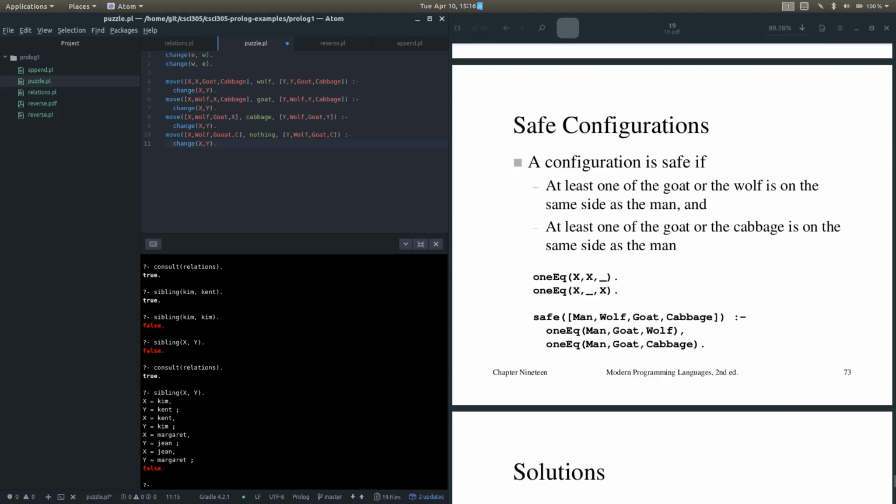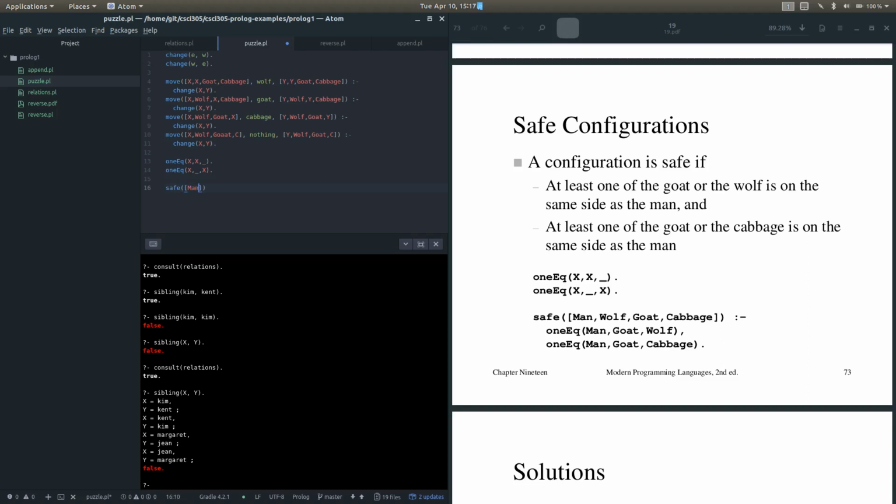And so we have safe configurations, right? So a configuration is safe if at least one of the goat or the wolf is on the same side as the man, and at least one of the goat or the cabbage is on the same side as the man. So we need to define this. So we can do this. So we have 1 EQ x underscore, and then 1 EQ x underscore x. And so we can call something safe.